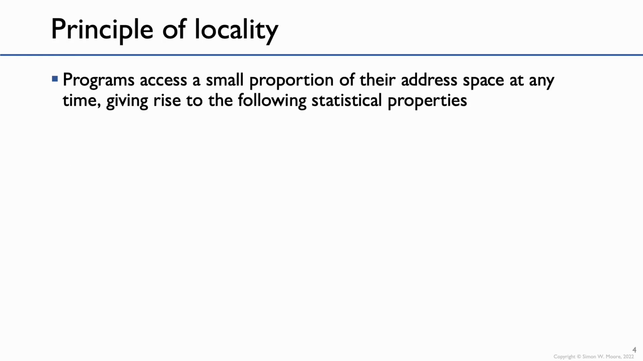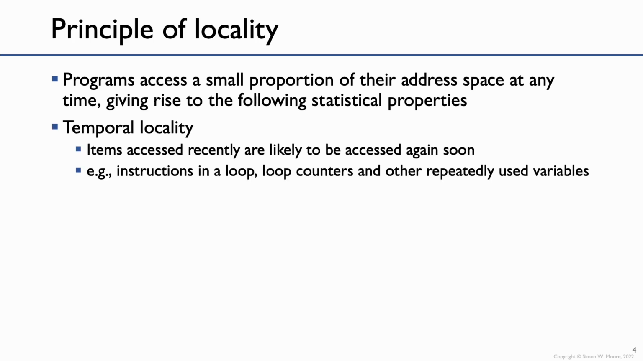Caches really work because they can exploit the principle of locality. So programs access a small proportion of their address space at any given time, giving rise to the following statistical properties. So we have temporal locality. Items accessed recently are likely to be accessed again soon. For example, instructions in a loop, we're going to keep fetching those instructions. We'll also have loop counters and other repeatedly used variables.